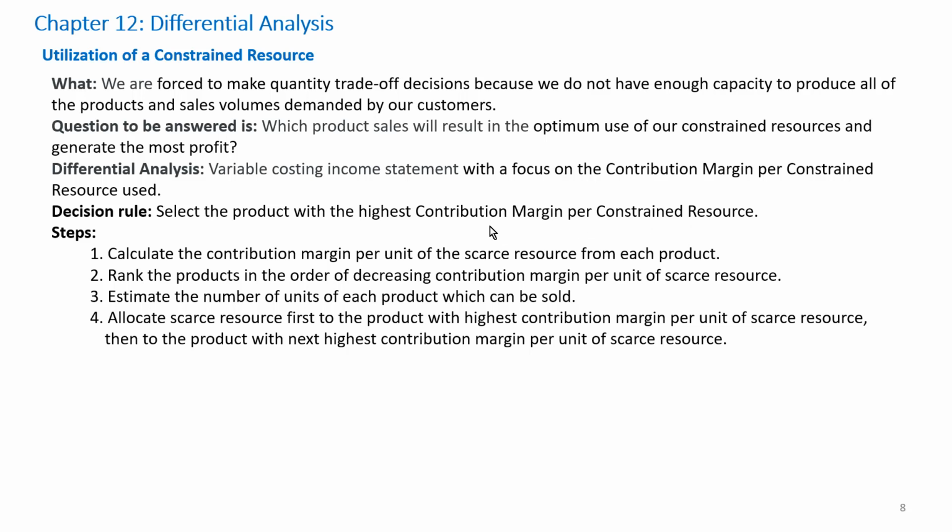A simple scarce resource allocation decision involves the following steps. First, you calculate the contribution margin per unit of the scarce resource from each product. Second, rank the products in order of decreasing contribution margin per unit of scarce resource. Third, estimate the number of units of each product which can be sold. And fourth, allocate the scarce resource first to the product with the highest contribution margin per unit of scarce resource, then to the product with the next highest contribution per unit of scarce resource, and so on.